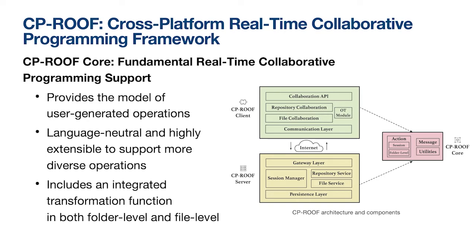According to Design Objective A, the proposed framework should support multi-level collaboration operations in cross-platform real-time collaborative programming. CP-Roof Core provides the model of user-generated operations. The model is language neutral and highly extensible to support more diverse operations when necessary. To provide multi-level consistency maintenance, CP-Roof Core also includes an integrated transformation function for creating, deleting, renaming, and updating operations in both folder level and file level. I will talk more about it later.